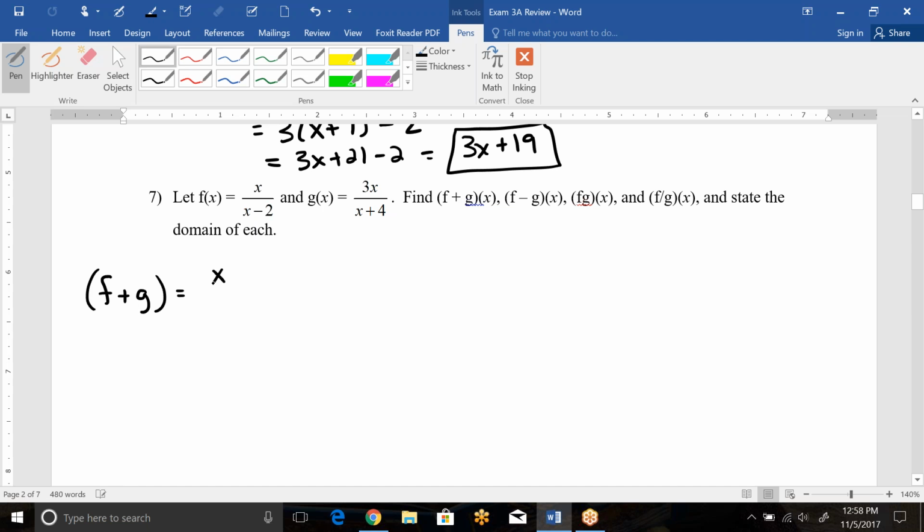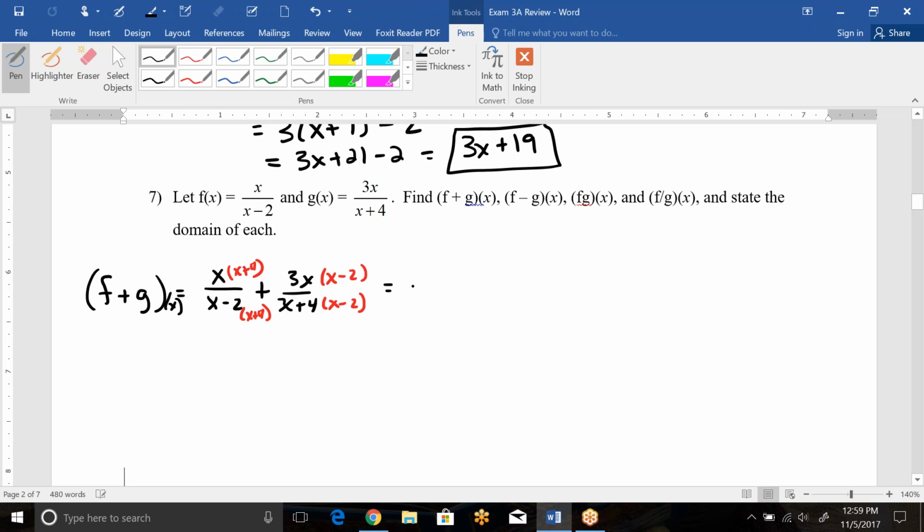We need to get a common denominator. So the first one plus the second one, f plus g of x. I would multiply top and bottom of this fraction by the x plus 4 so that they would have the same denominator as this one, and this one by the x minus 2.